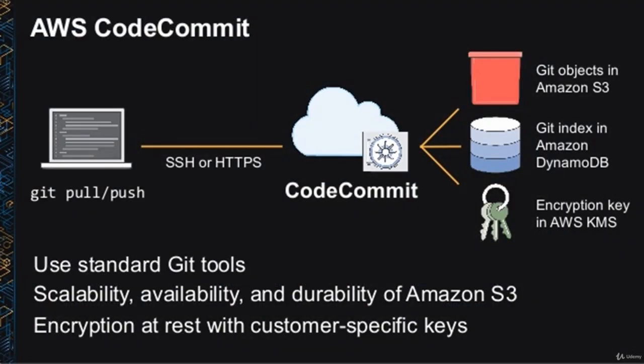You simply write Git commands over SSH or the AWS CLI, which are first pushed to CodeCommit, where you can perform Git operations on objects in S3, the Git index in Amazon DynamoDB, and the encryption key in AWS KMS, the Key Management Service. You can use standard Git tools and get durability with different Amazon services.